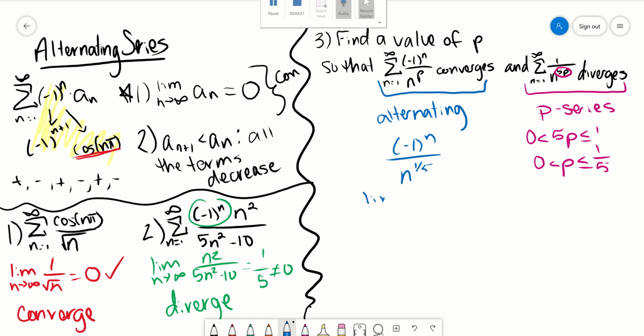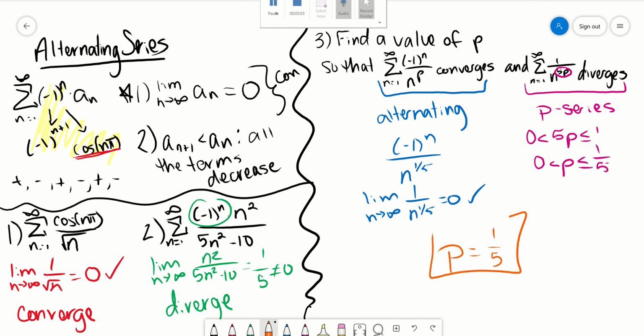If we picked 1/5, we would need to check and make sure: does the limit as n approaches infinity of 1 over n to the 1/5 equal 0? Well, it does because it's bottom heavy. So that means our answer for this can be p equals 1/5. Because if we plug 1/5 into the first one, the limit is 0, so that's going to make it converge. If we plug 1/5 into the second one, that makes p equal to 1, which means it's going to diverge. So let me know if you guys need any more help with alternating series.